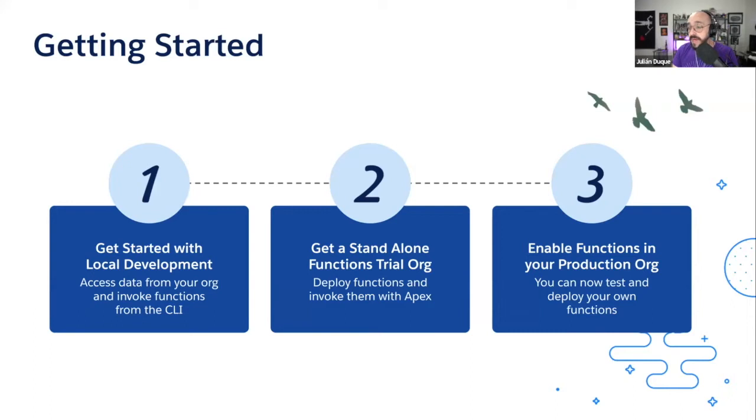And third, you can enable functions in your production org. For this, you will need to have a license. So you can get the license by contacting your AE, going through the whole purchase process that I don't know how that works, or asking for a courtesy license if your company wants to try functions or a specific solution you are building.